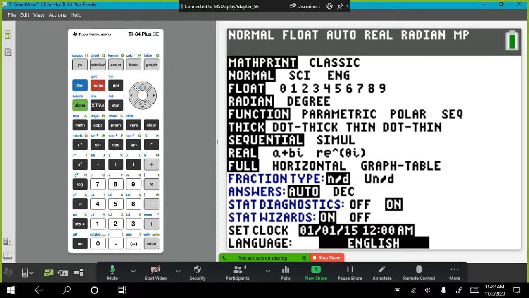Sometimes too in mode, let's see if there is a, yeah, if you look down, if you're dealing with imaginary numbers a lot and you need to graph them or something like that, down here there is an A plus BI. That's where it's dealing with imaginary numbers.